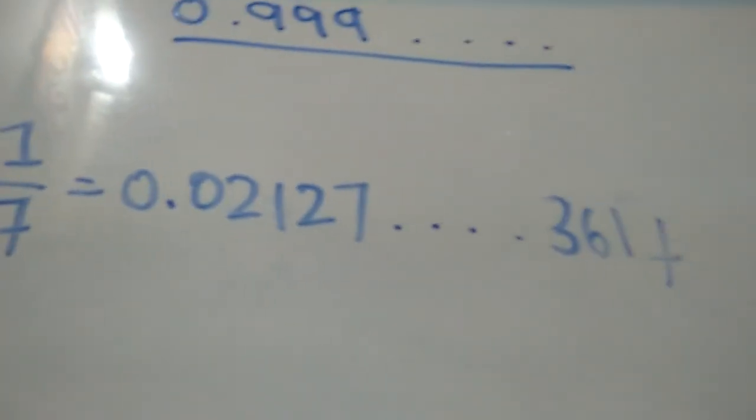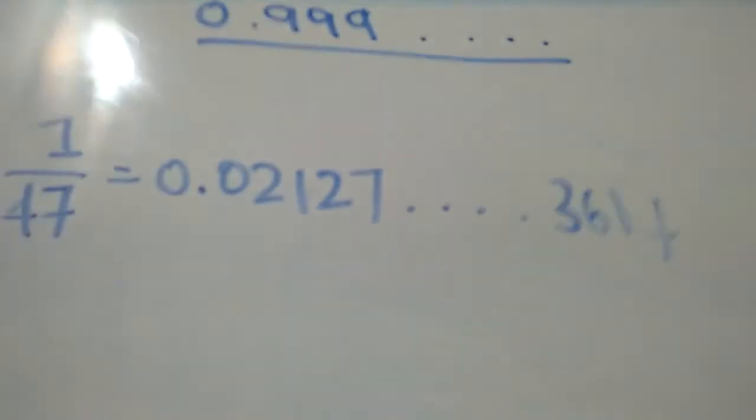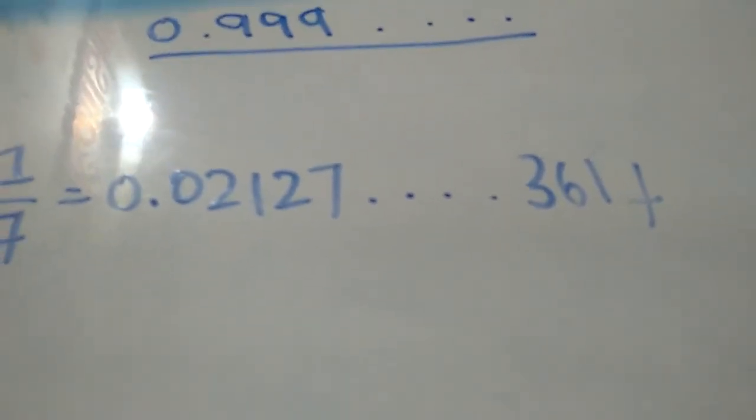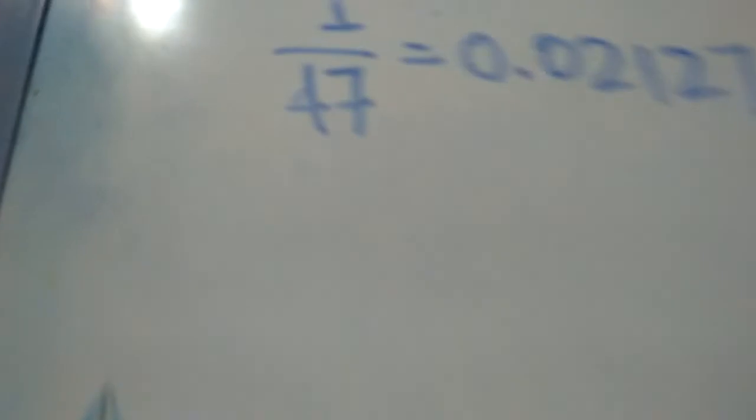So 1 divided by 47, that's 0.02127, blah blah blah blah, 3617. And do you know about this? There are some things which can be used like, well, this number contains 47 multiples to reach 1, as 47 is the denominator.